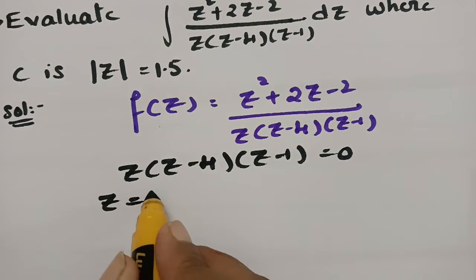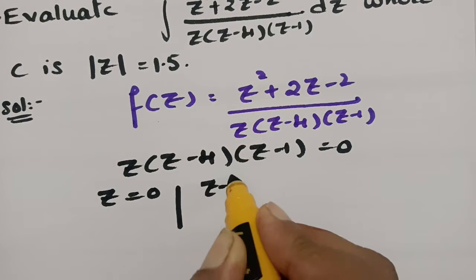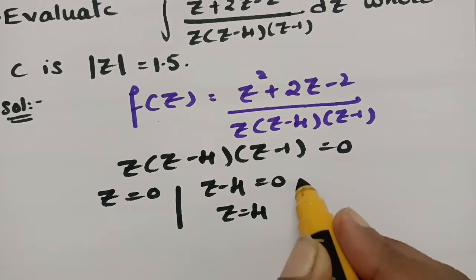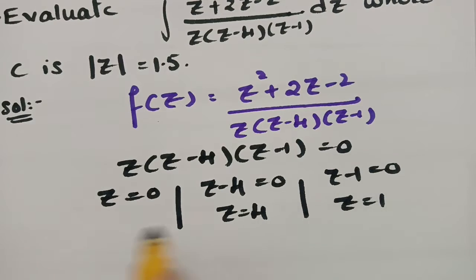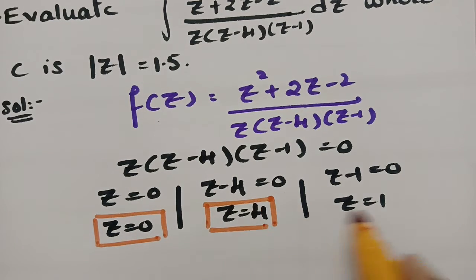If I equate z to 0, so z equal to 0 is a simple pole. If I equate z minus 4 to 0, z equal to 4 is another pole, and z minus 1 equal to 0 gives z equal to 1. So these are the simple poles. We got z equal to 0 as one pole, z equal to 4 as one pole, and z equal to 1 as one pole.